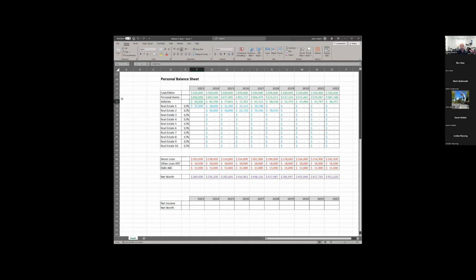Hey, notice this. The vehicles, what do they do over time? They depreciate. So we can get clever. We can get cute in this spreadsheet, right? We can get pretty realistic. Then I've got a home loan for that personal residence. Then I've got just some other stuff. I owe somebody $18,000. I owe somebody else $13,000, right? And I don't really do a good job of paying those off over the years either. But this is just meant to be an illustration.